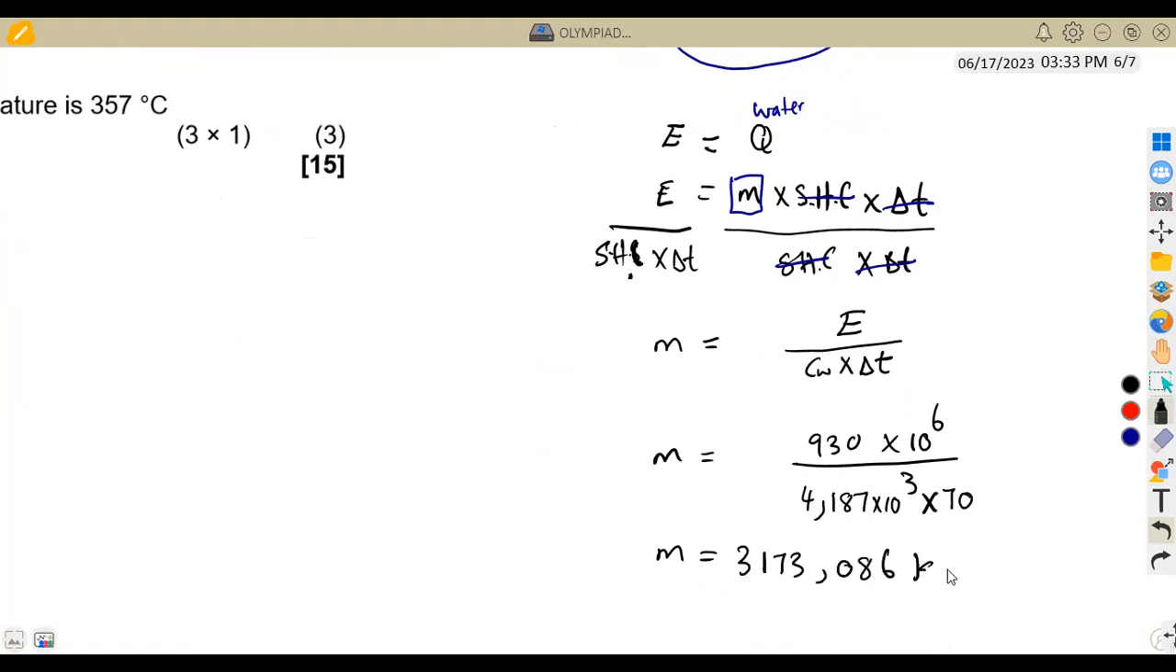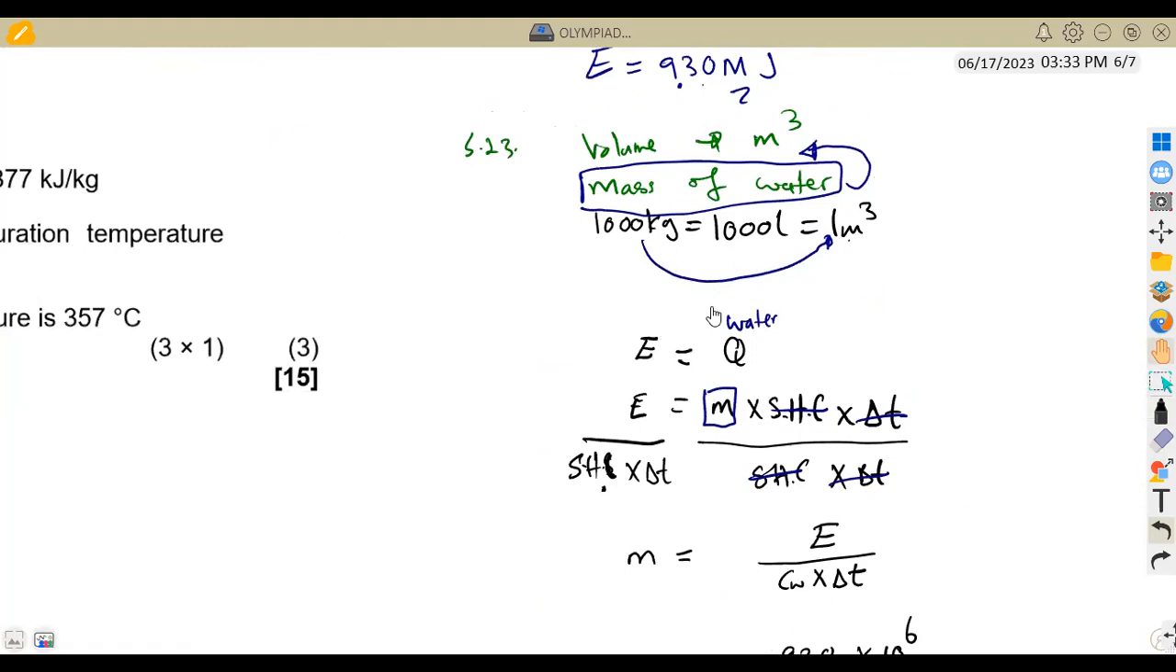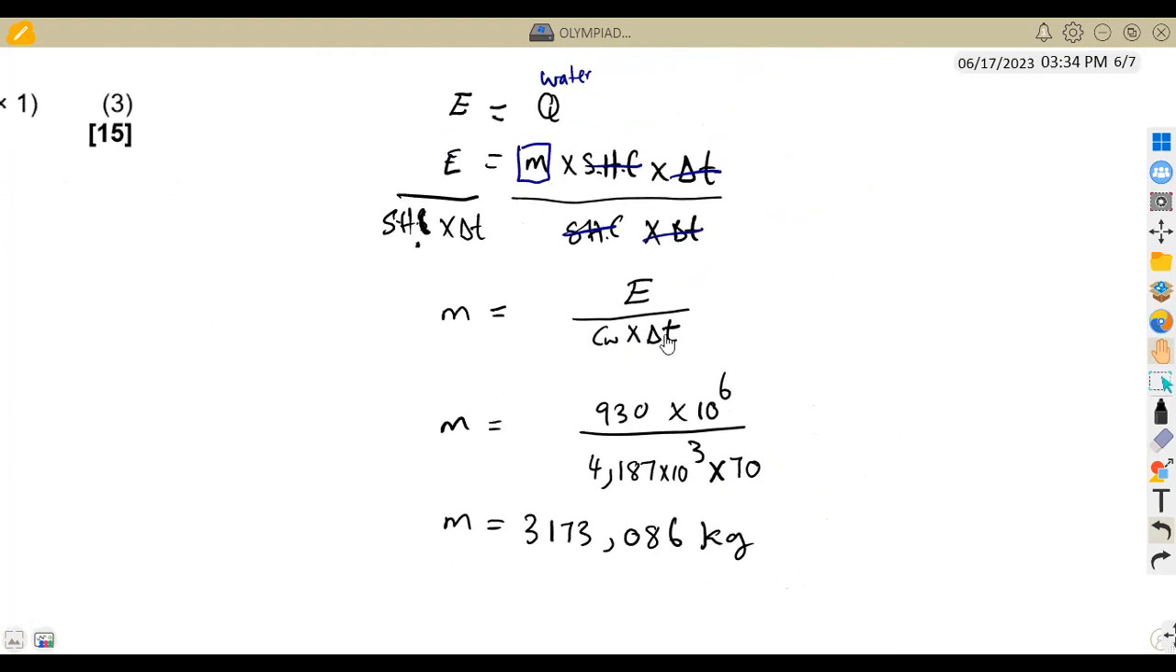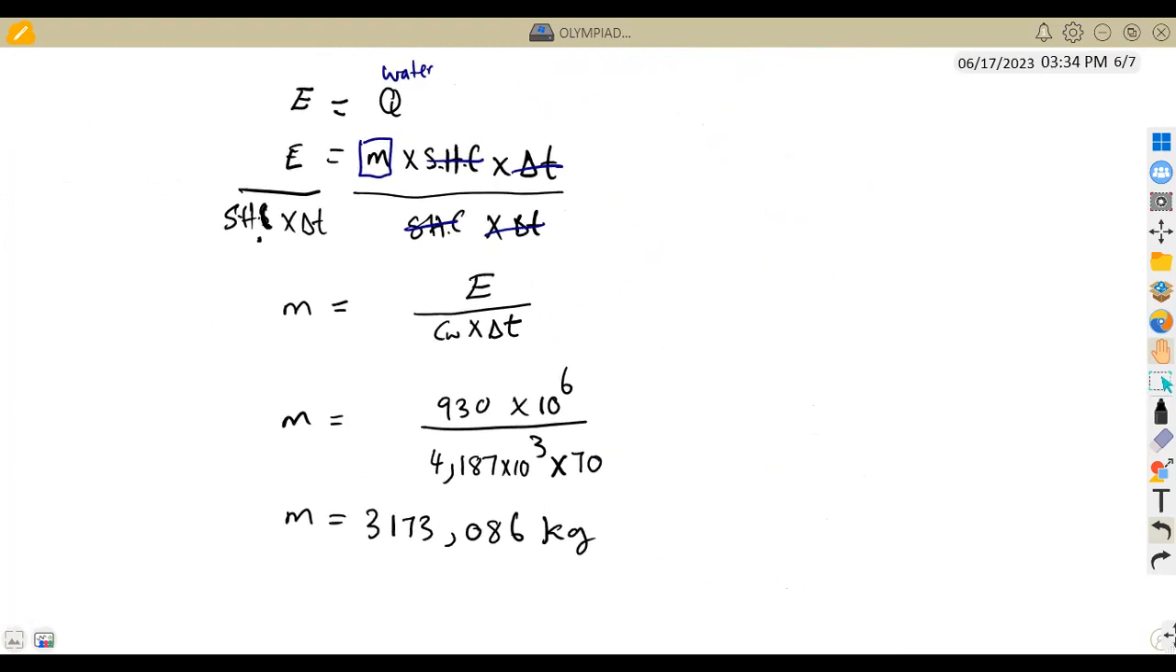We are going to obtain something like 3,173,086, which is our mass in kgs. But we need the volume in cubic meters, and from this relationship, 1,000 kgs is equivalent to 1 cubic meter. So that means we can obtain our volume from this part. Let's consider this to say 1 cubic meter or 1,000 kgs. So here I'm going to write cubic meters.